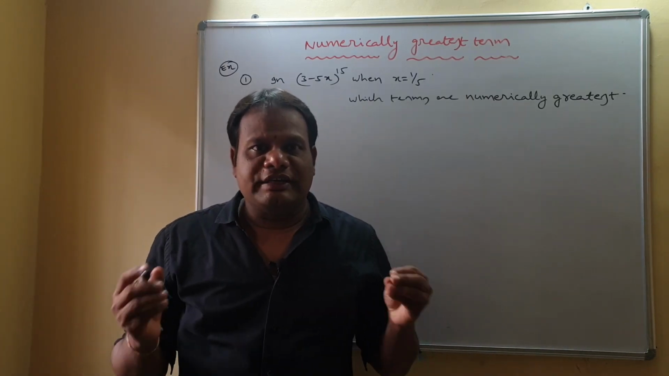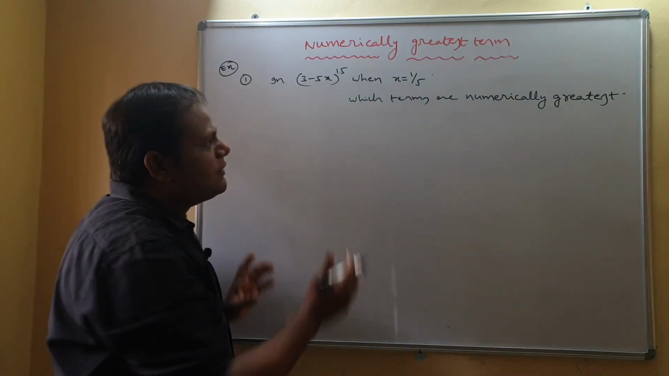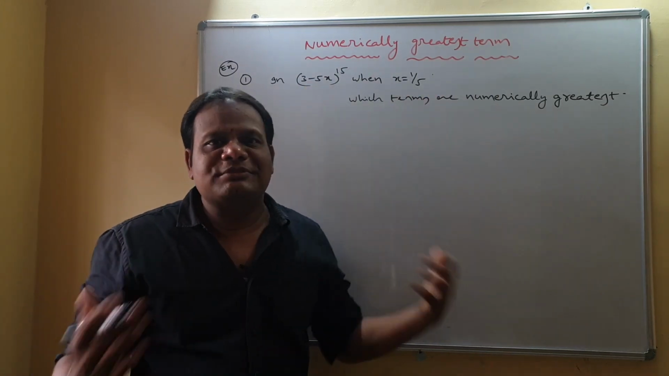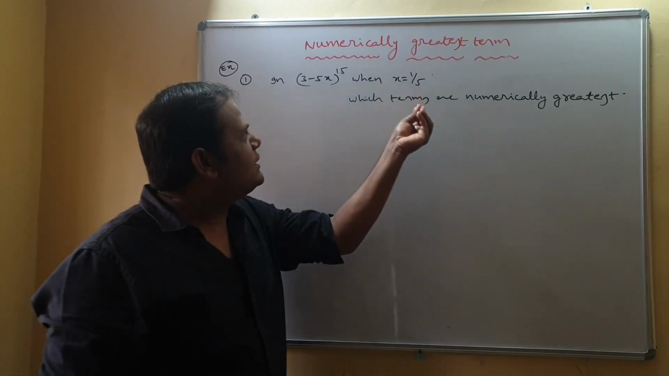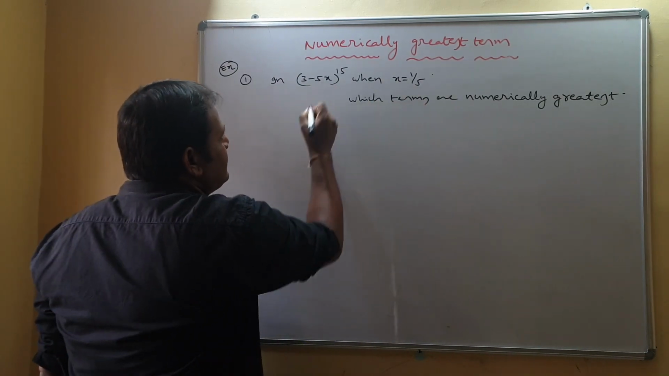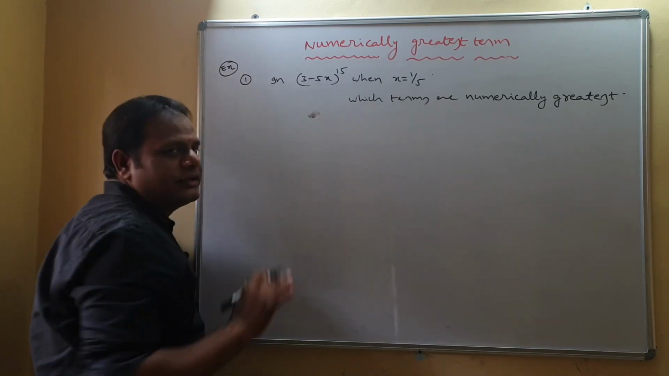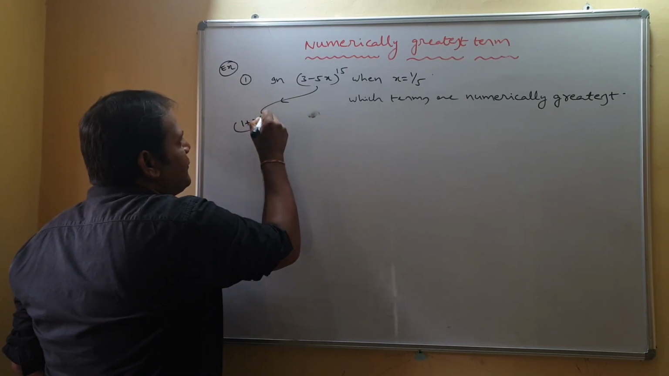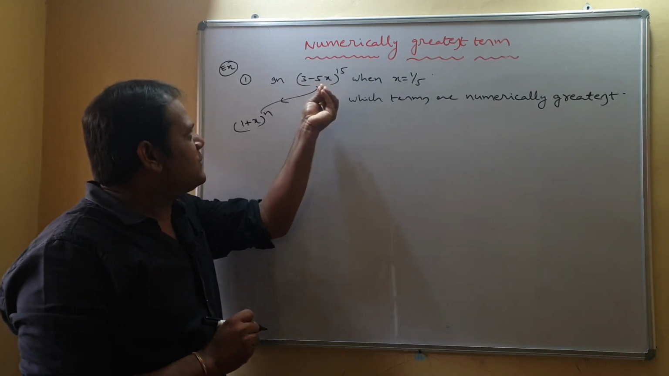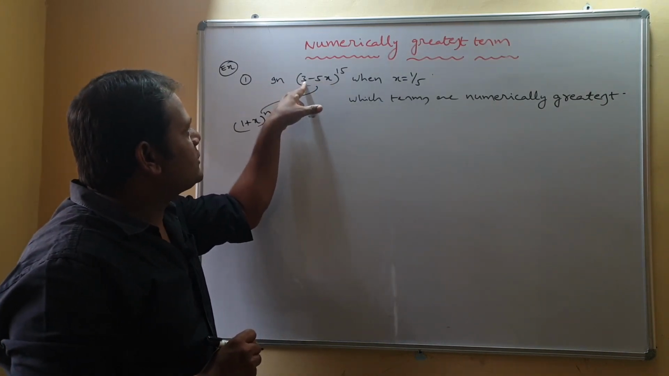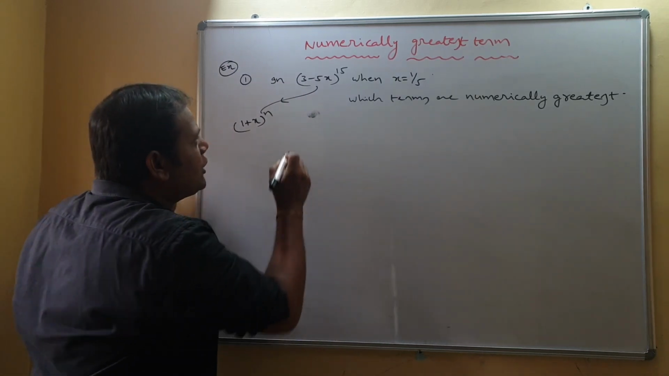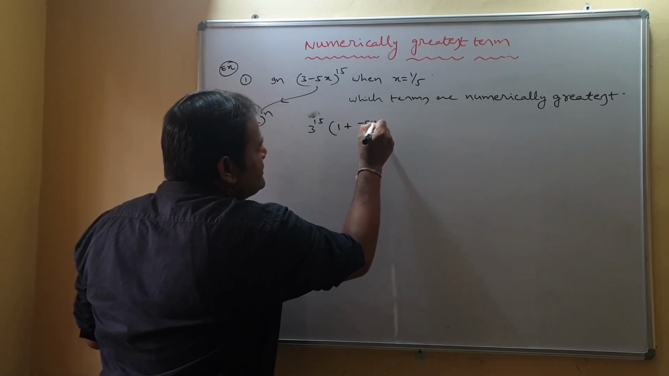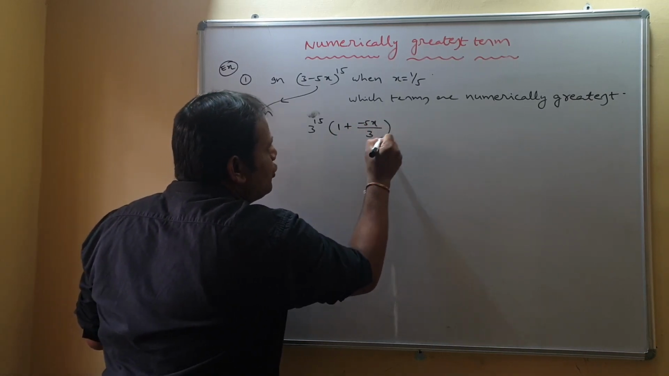Now we go through examples. In CET level exams, they ask simply, in the given expansion, what are the numerically greatest terms? So easily you can answer that. Here we have n equal to 15. But before that, do one thing: express this in the form of (1 plus x) whole power n. To express it in that form, here we want 1, so take 3 common. What we get is 3 power 15 into (1 plus (minus 5x by 3)) whole power 15.